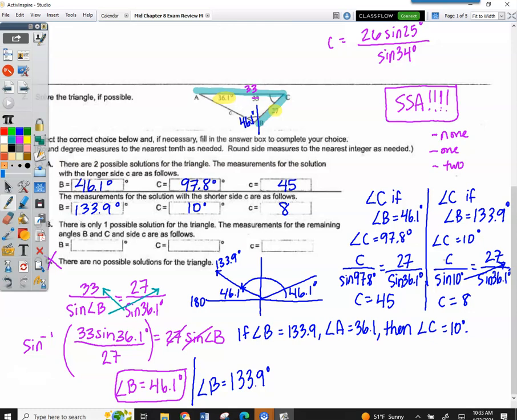There's way more writing on here than what you probably really have to write. I was just trying to remind you of how to do it in the thought process, okay? Does anyone have any questions on how to do two scenarios?